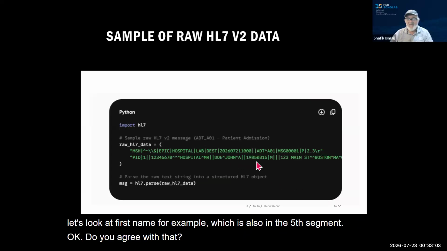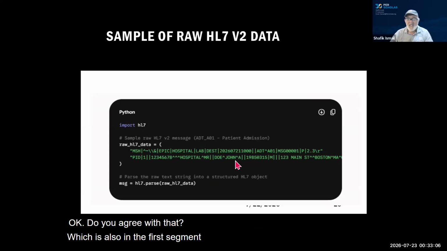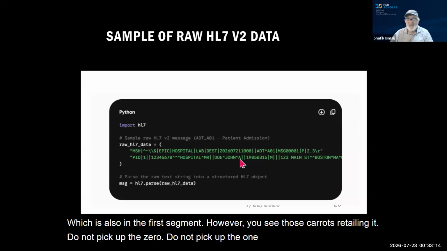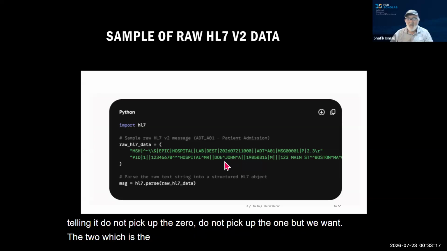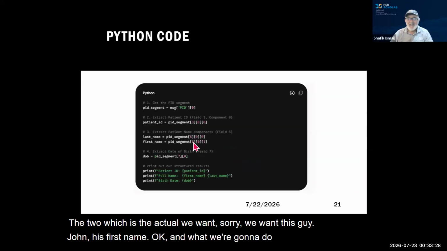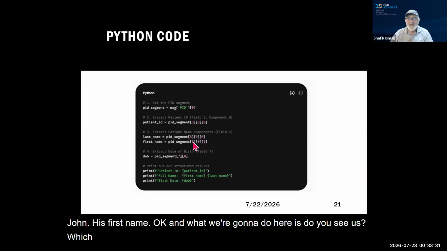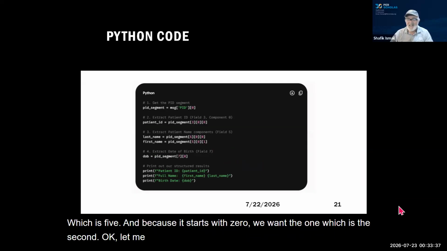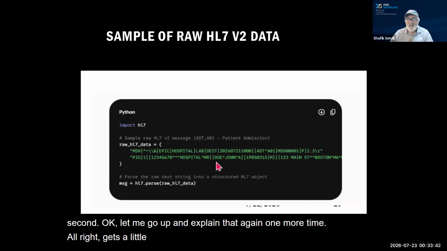Which is also in the fifth segment. However, do you see those carets? We're telling it, do not pick up the 0, do not pick up the 1, but we want the 2, which is the actual, we want this guy, John, his first name. And what we're going to do here is, do you see this? Which is 5, and because it starts with 0, we want the 1, which is the second. Okay, let me go up and explain that again one more time. It gets a little confusing, but let's do it again.